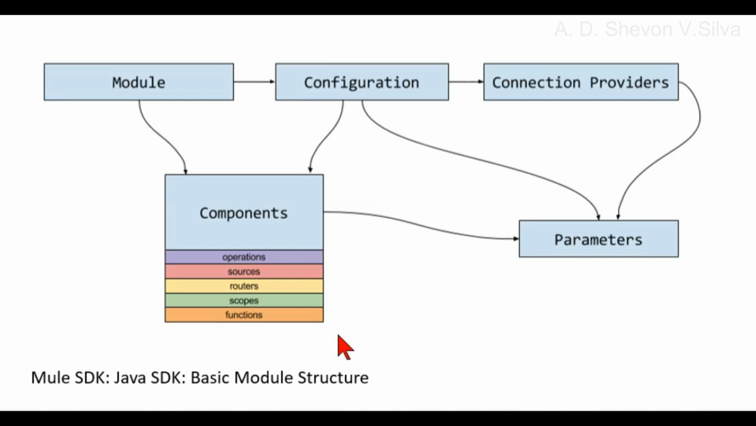Sources and operations are the most common components in the module. Operations are components that process an incoming message and generate a result. Sources are components that receive and generate new messages to be processed by Mule runtime.